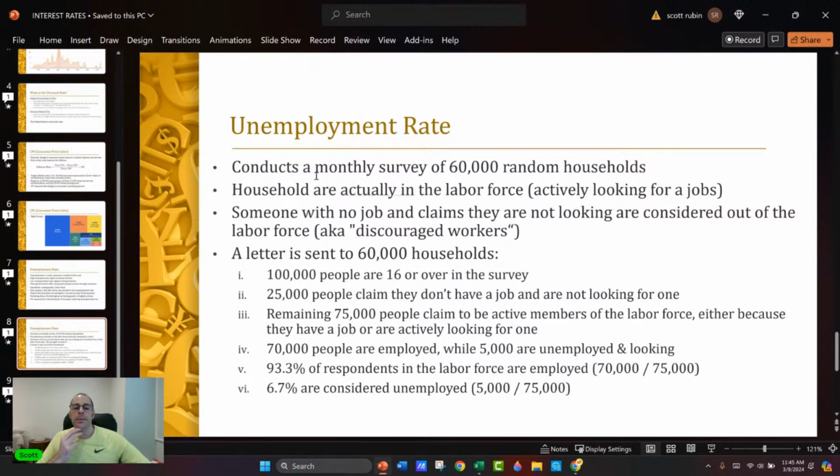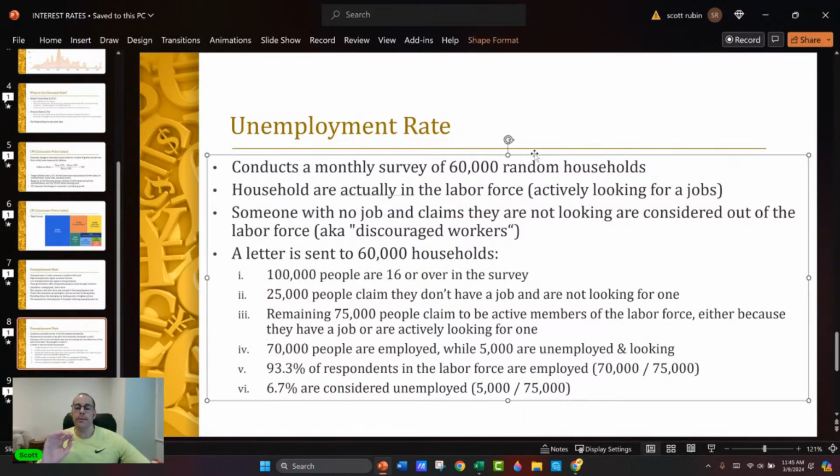So the government, it's similar to the census. They send letters out to 60,000 random households, which, if you know math and statistics, is actually a really high number to get good statistical information.